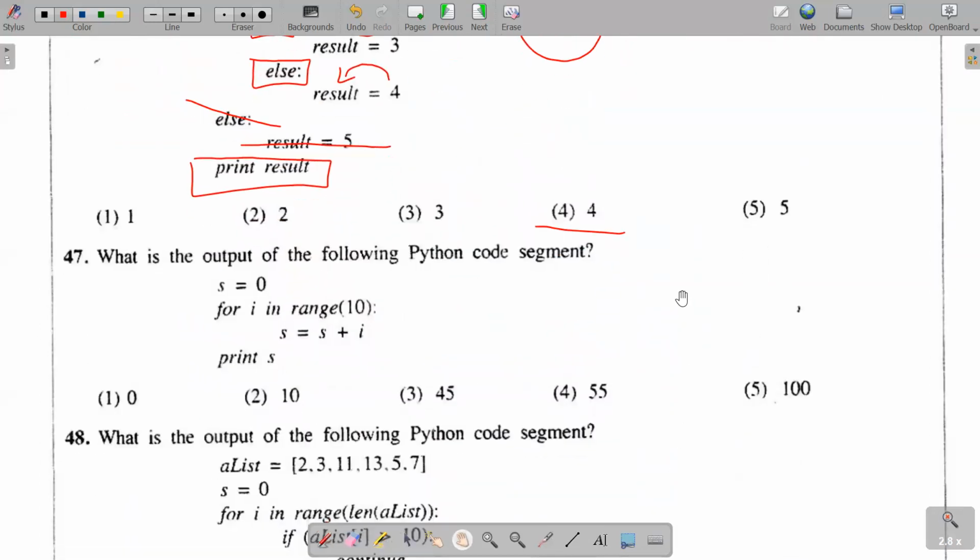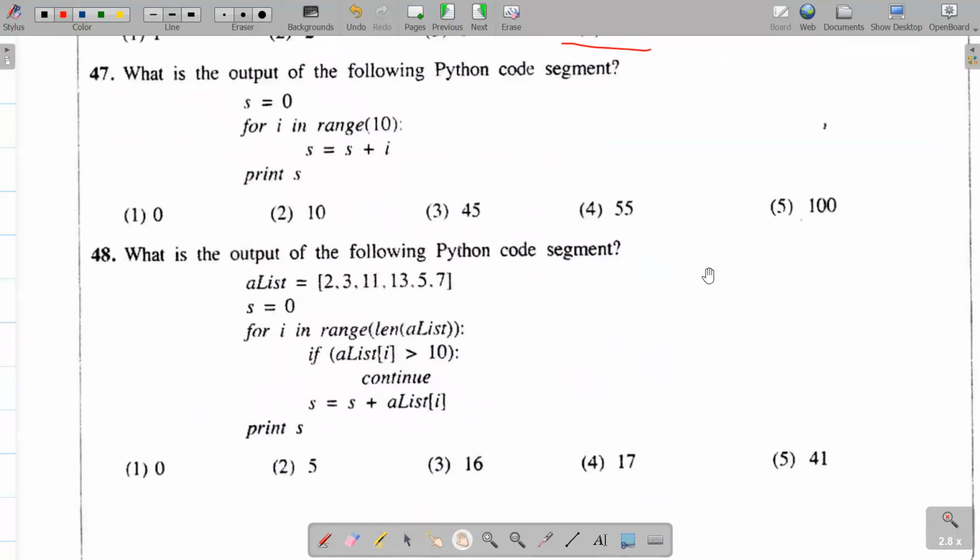Then 47. What is the output of the following Python code segment? S equals 0, for i in range 10, s equals s plus i, print s. Yes. What does this do? S equals 0. So s is 0. For i in range 10. So i is going to range from 0 to 10.